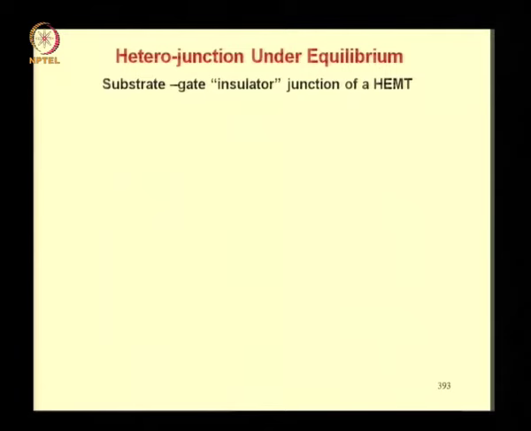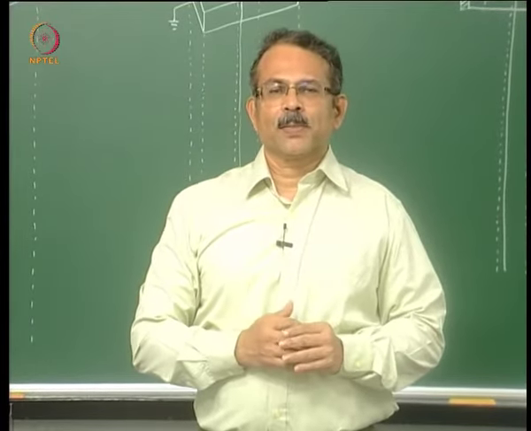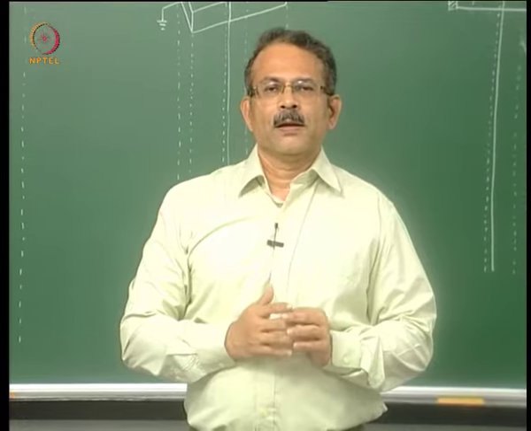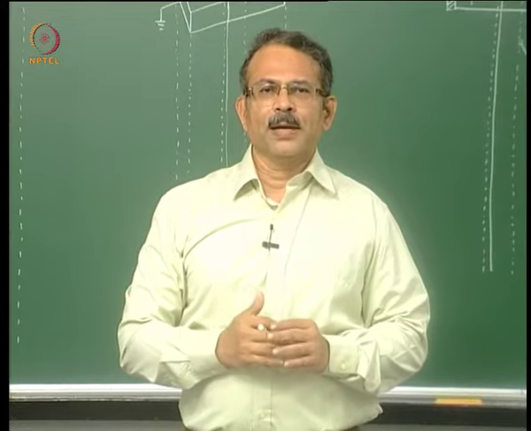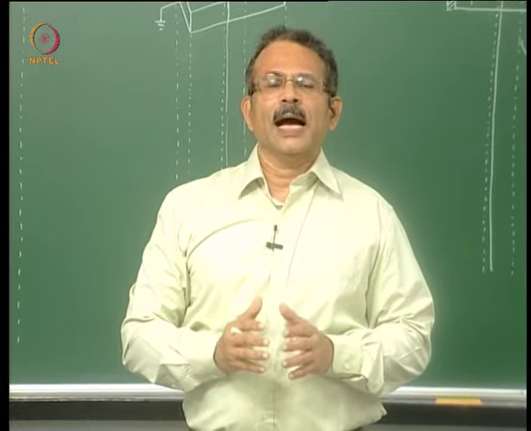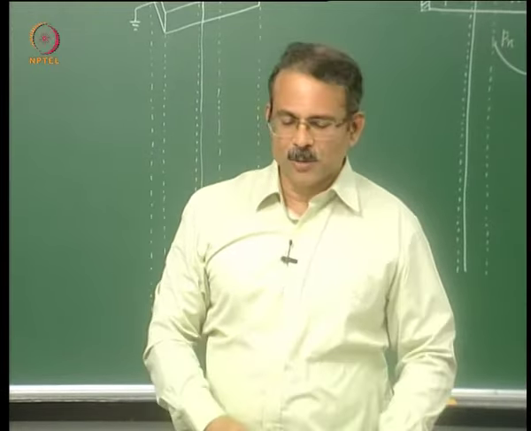Now let us move on to drawing the band diagram of a heterojunction under equilibrium. The specific example that we shall consider corresponds to the substrate gate insulator junction of a high electron mobility transistor. Now you may not know about the operation of the high electron mobility transistor. This is not important. All that you need to understand here is that the heterojunction we are considering has a practical application, and it is used in one of the modern devices, namely the high electron mobility transistor.